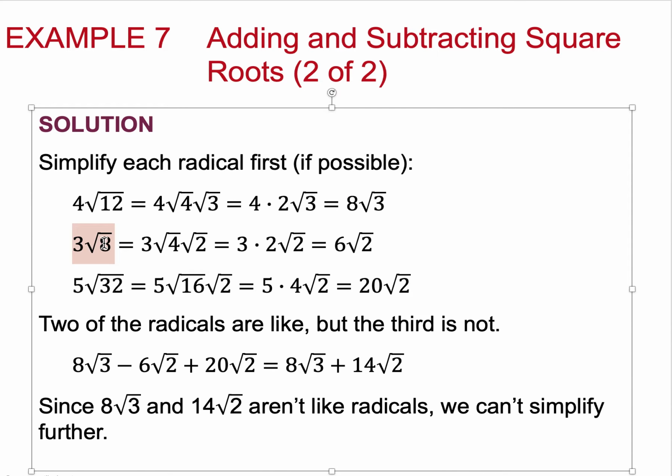Here I'm going to do the same thing. I'm going to leave that 3 out front. I'm going to write 8 as 4 and 2. I'm going to take the square root of 4, which is 2, and then multiply it by the 3 that was out front.